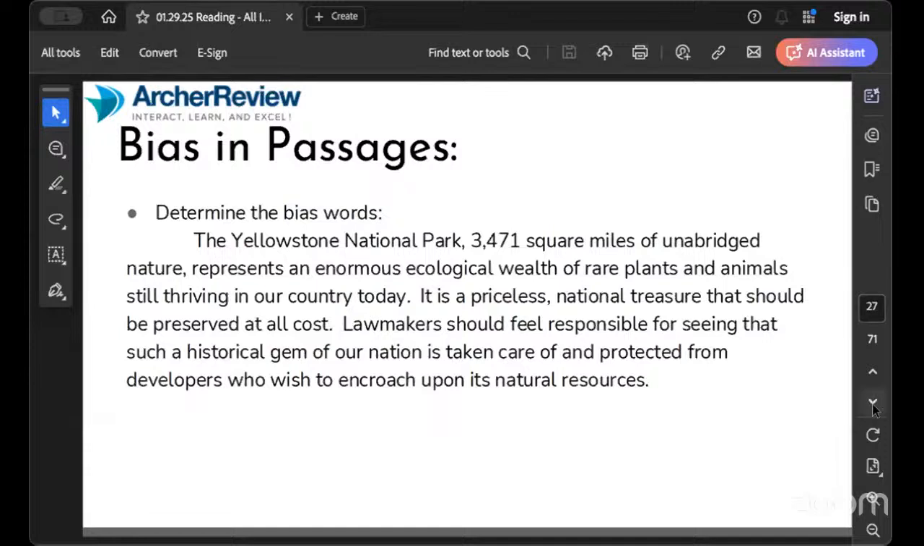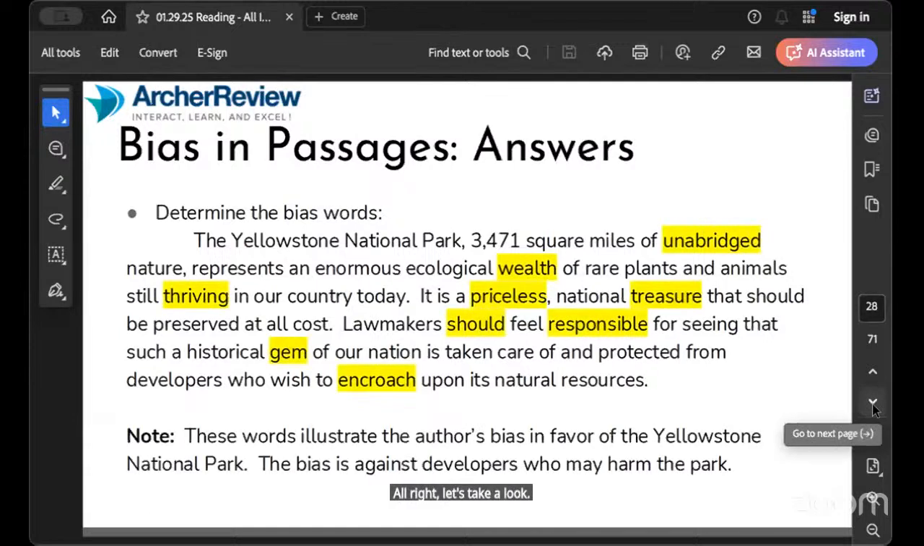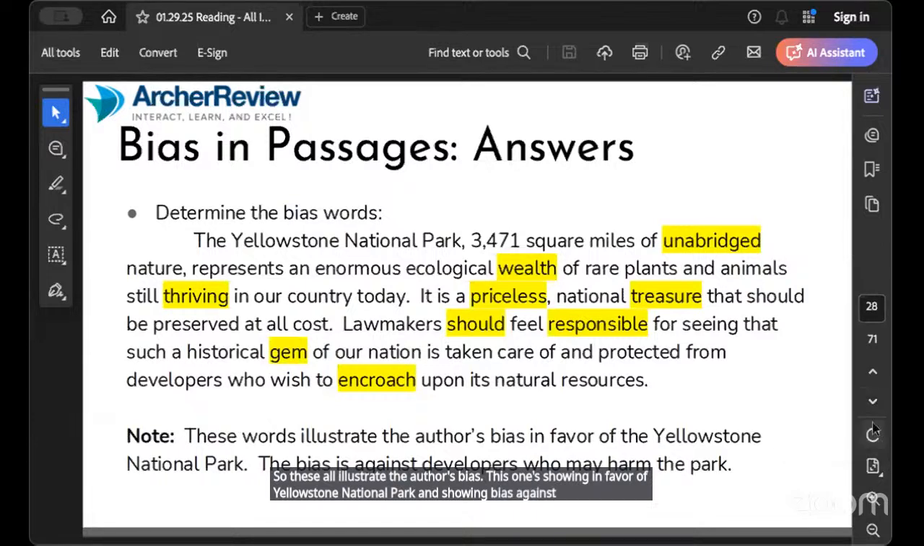All right, let's take a look. Unabridged. Wealth. Thriving. Priceless. Treasure. Should. There's one of those signal words we talked about. Responsible. Gem. Encroach. So these all illustrate the author's bias. This one's showing in favor of Yellowstone National Park and showing bias against those developers who might harm it. Okay.